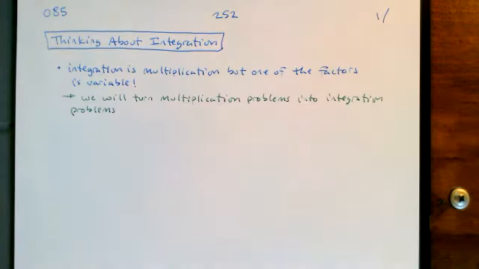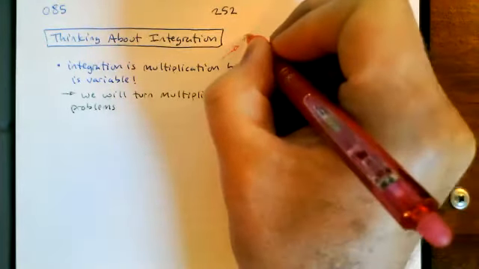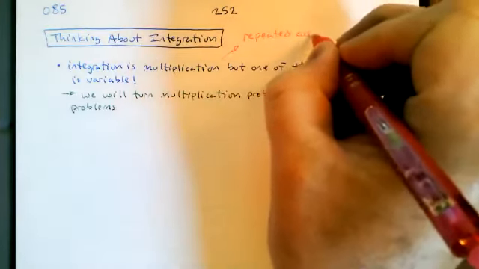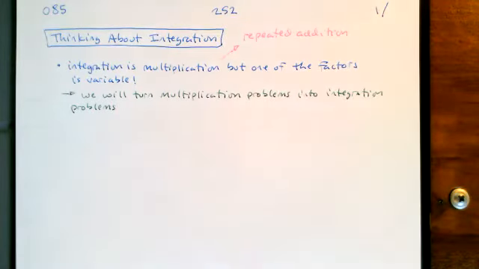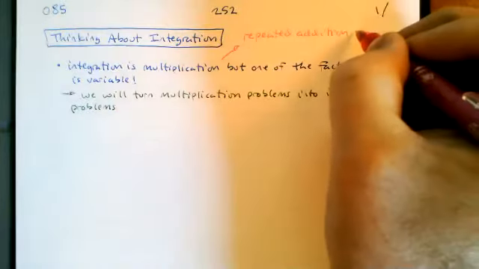Number two thing, we want to remember that multiplication is repeated addition. It's what we do when all the terms in our addition are the same. We use multiplication when all the terms are the same.